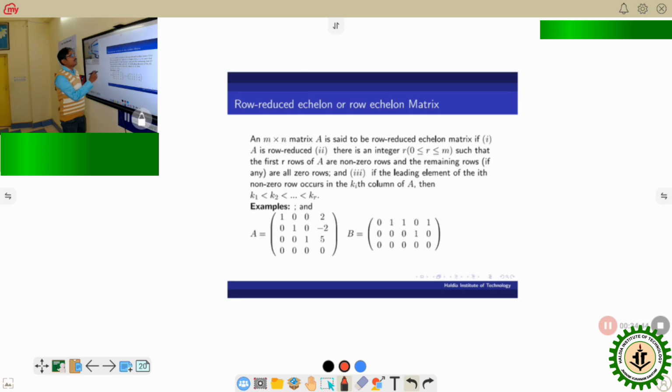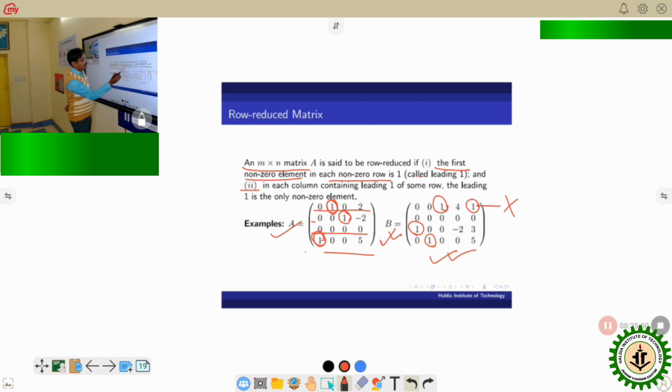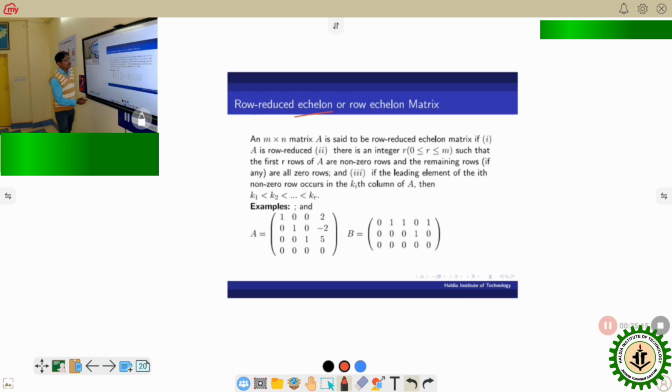Next, row reduced echelon form. That means the matrix is row reduced, and the extra condition for echelon is like this: in the previous example, this is the leading one, but it is in the second column, and here the other leading one is in the first column. So you can interchange these rows so that they take this form.